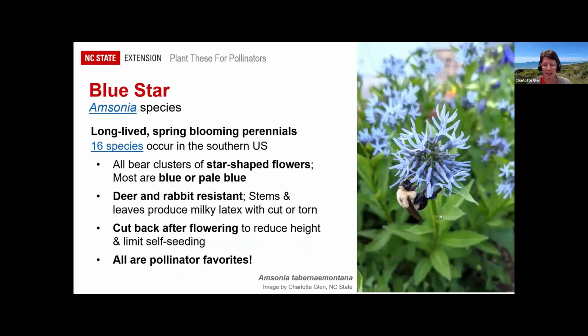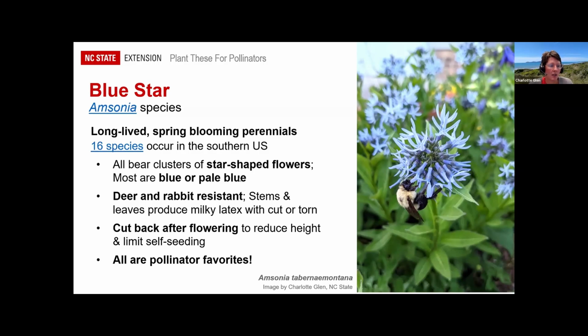So we've been featuring one plant a month that you can add to your landscape. That's a great plant for landscapes throughout North Carolina and is commercially available. And this month I'm going to talk about Blue Star, which is a perennial that is in the genus Amsonia. There are multiple species. We're going to focus on a few that are the most commercially available, and then I'm going to mention one more that is also native to North Carolina.